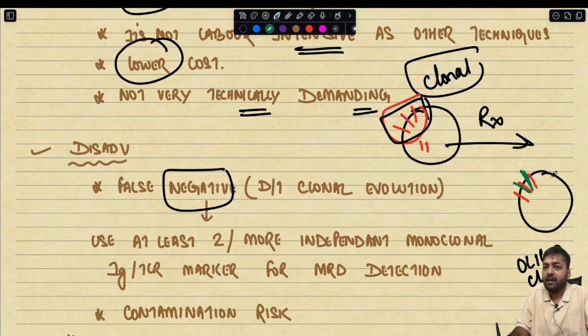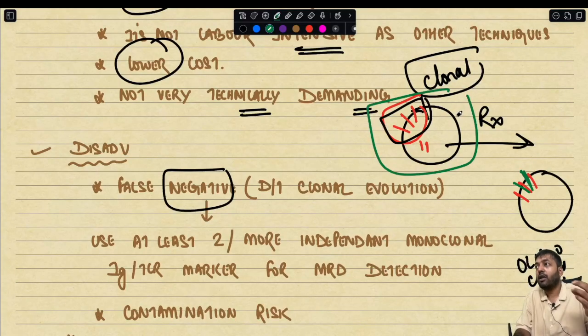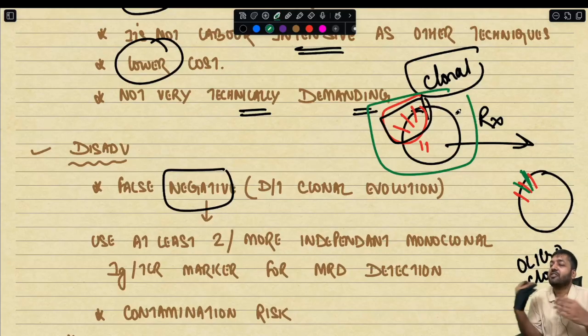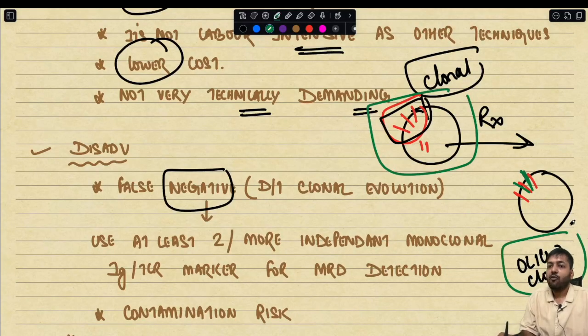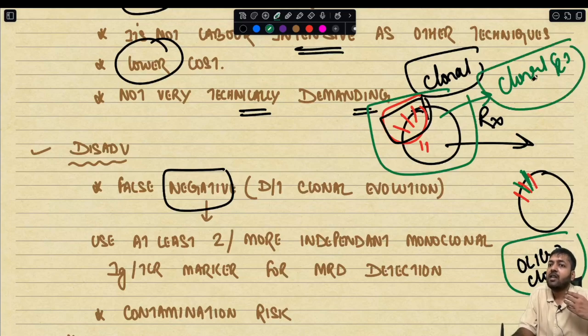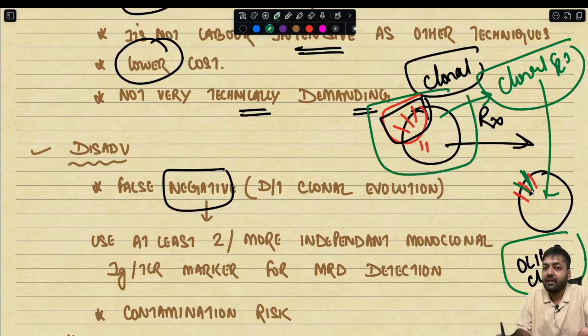Because of the clonal evolution, whatever reference clonal rearrangement you were looking at, or whatever chromosomal aberrations were present initially, after treatment that clonality might change, that receptor rearrangement might change. Such clonal evolution is called oligoclonality. So what will happen is, at diagnosis I am working with this particular clonal rearrangement, so this might not be able to detect the leukemia cells which remained after the treatment. We might get a false negative result.